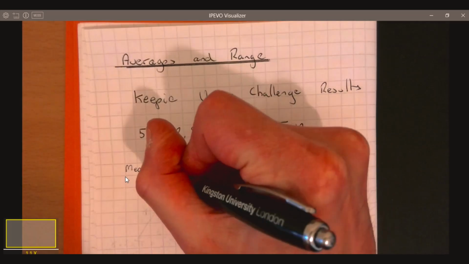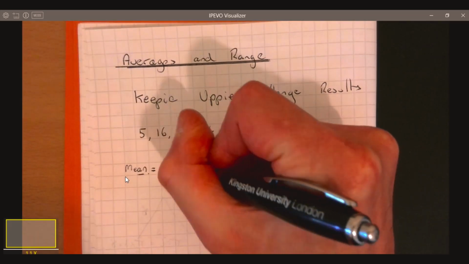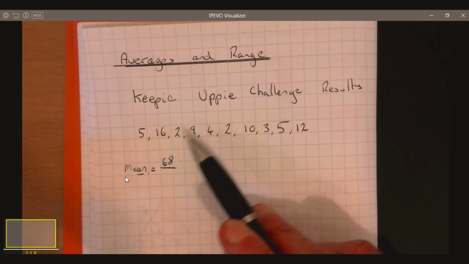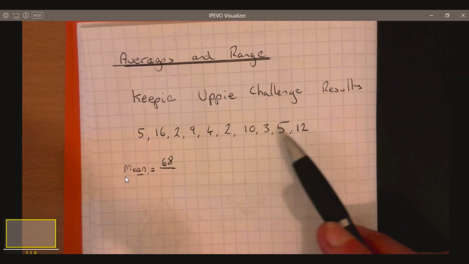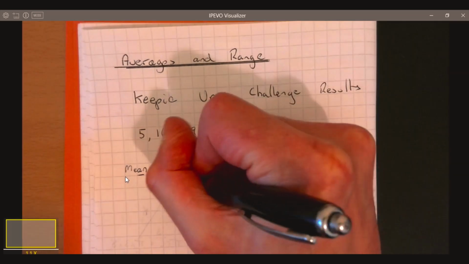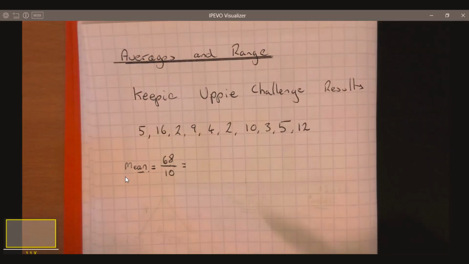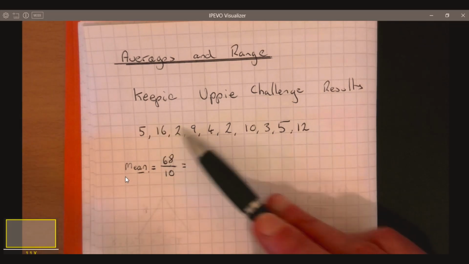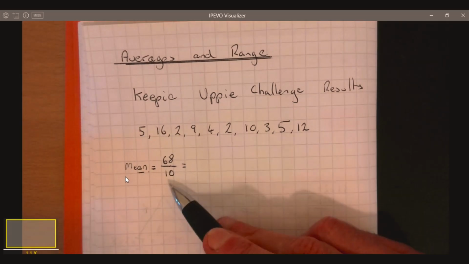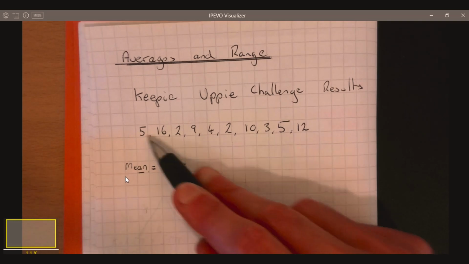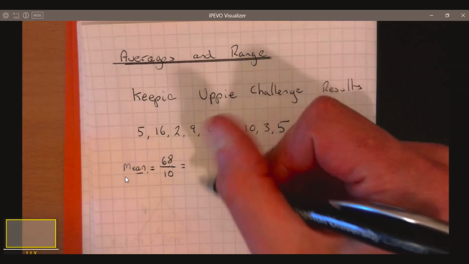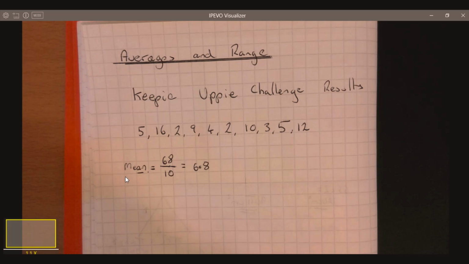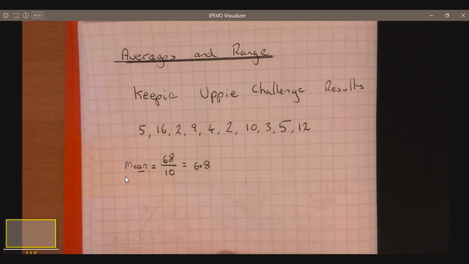So the mean is equal to 68, and we're going to divide that by 1, 2, 3, 4, 5, 6, 7, 8, 9, 10. Going to divide it by 10 because we did it 10 times. So 68 was the total number of keepy uppies that I managed in 10 goes, and I'm going to divide that by 10 because there were 10 goes that we had. And that's why I chose to do it 10 times, because dividing by 10 is nice and easy to do. Right, so we've got the mean.